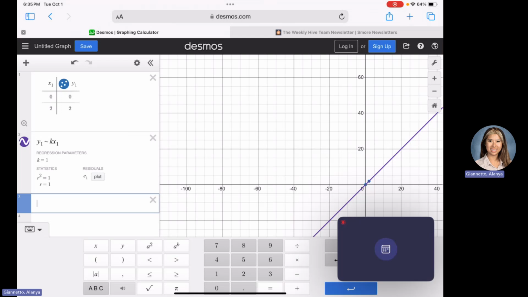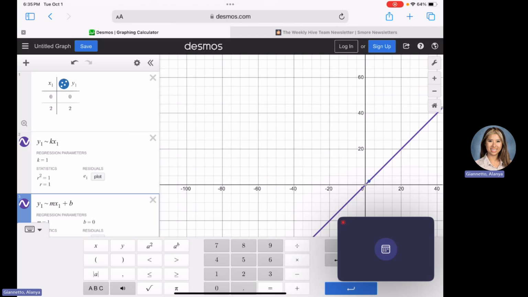Another equation I can use is y1 tilde mx1 plus b. Okay, so this is the equation for non-proportional relationships, right? It uses the m instead of the k. And also we have another letter. That letter is our b. And the reason we have b is because that's the y-intercept. So that's where the line crosses the y-axis.